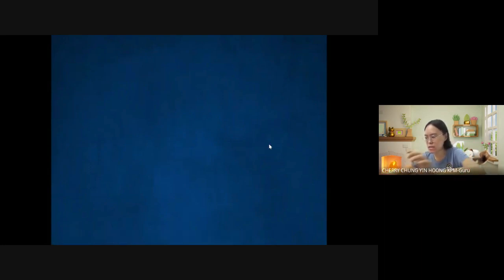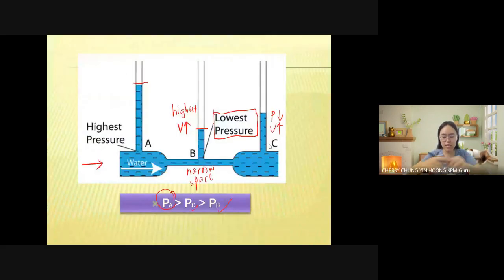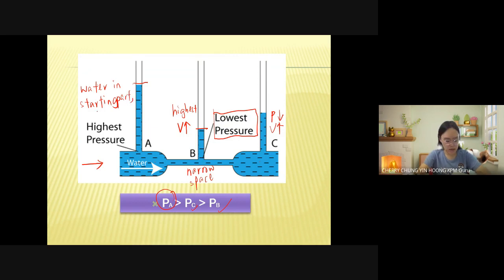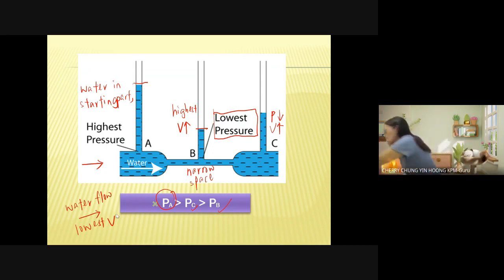OK，在这边为什么还讲 same 呢？因为它的两个 space 一样。所以呢，如果你要的话，你可以在这一边 emphasize 讲说 water level in water in，就是说那个 starting part 啦。你可以在那个 venturi tube 那边写 starting part。OK，如果你有看到那一个 water flow 的那一边，你可以写这一个 lowest velocity. OK, lowest velocity.